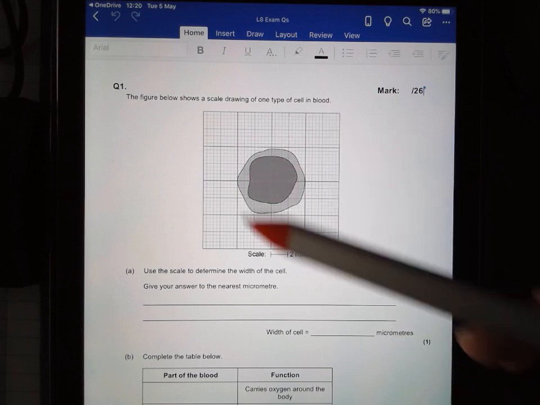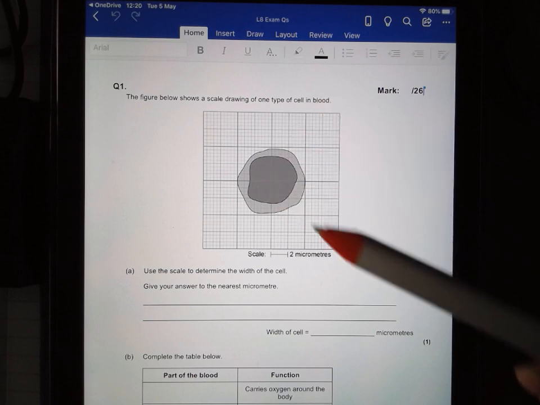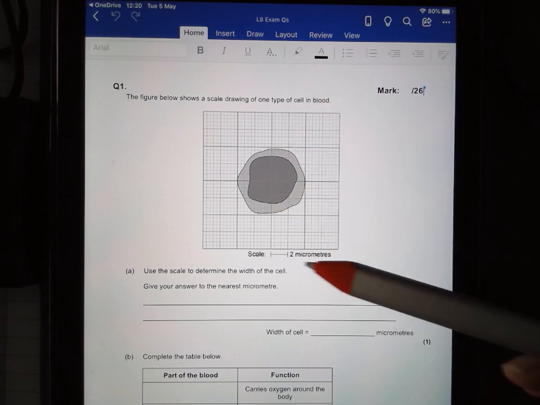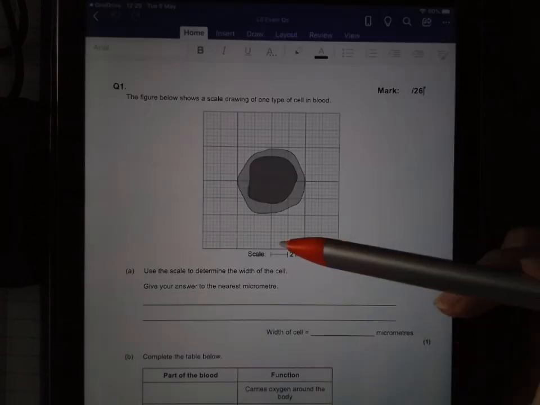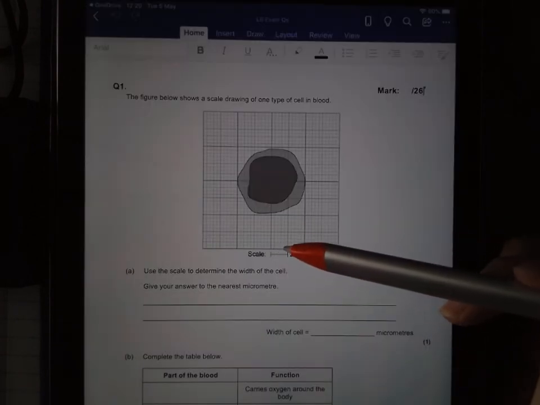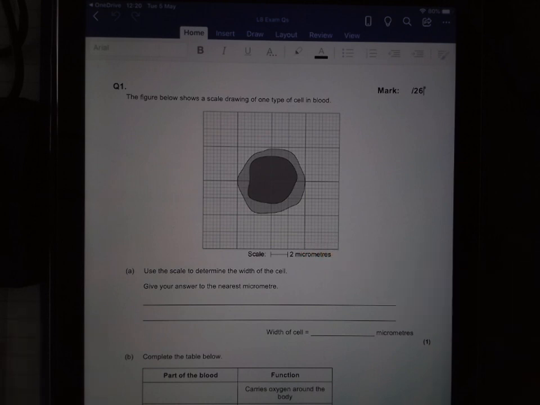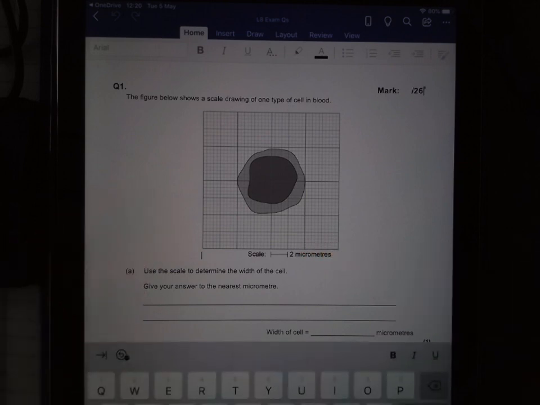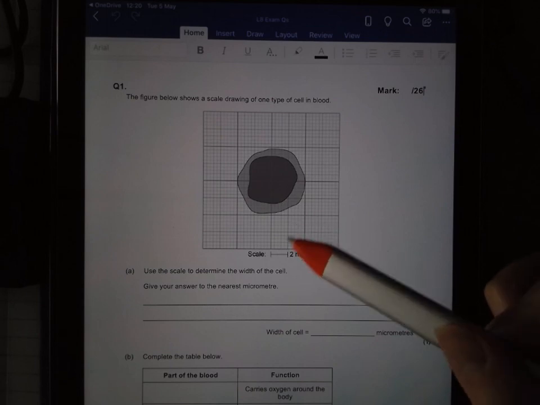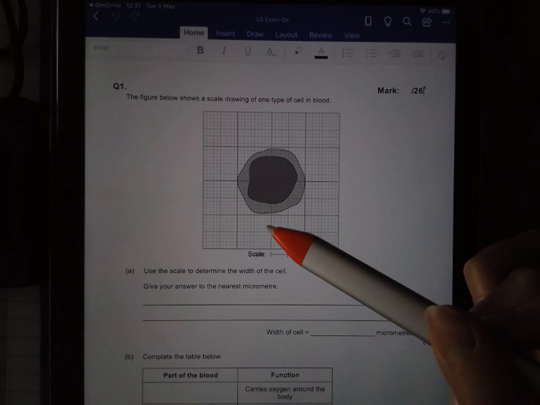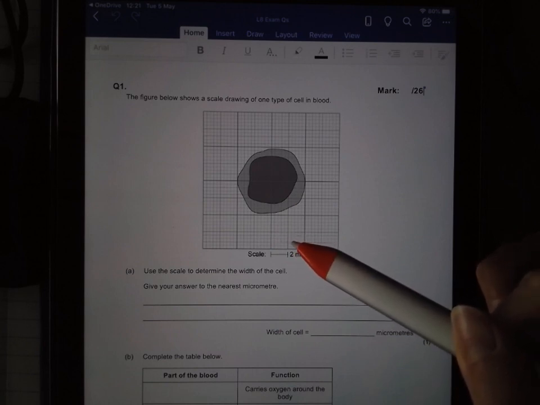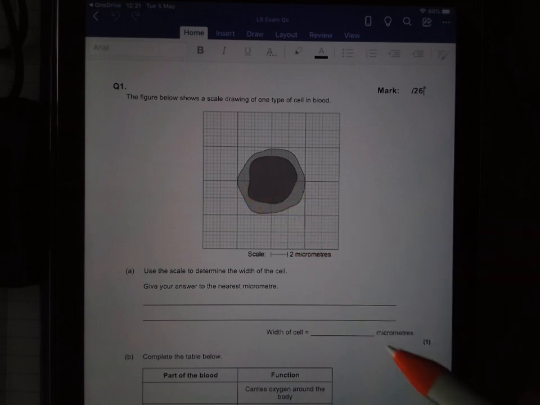They have drawn a blood cell for you on a piece of graph paper, and they tell you down the bottom the scale. So they're saying that everywhere here we see 1, 2, 3, 4, 5 boxes. Each set of 5 boxes represents 2 micrometers, and they want you to use this scale to estimate how wide the blood cell is. So if every 5 boxes is 2 micrometers, how wide in micrometers is your blood cell? So press pause, figure it out for yourself, and then press play when you're ready to see the answer.